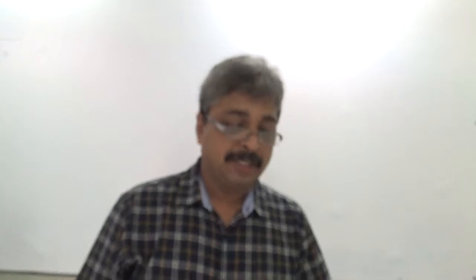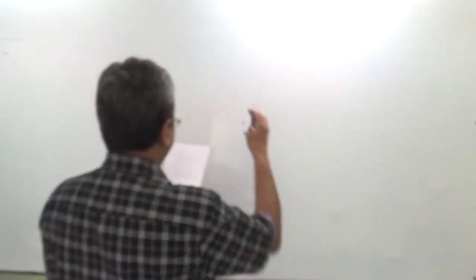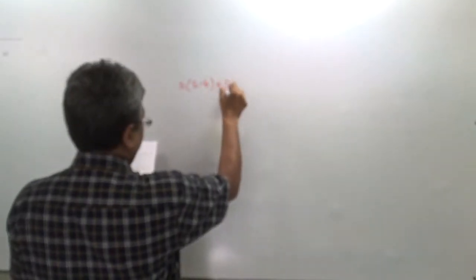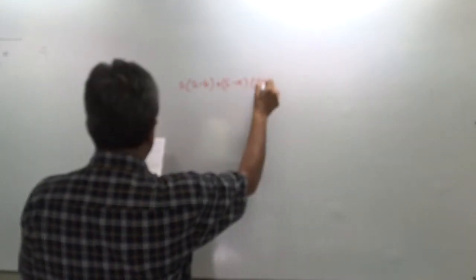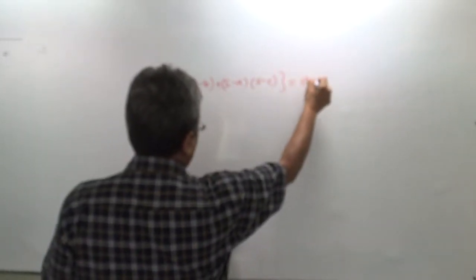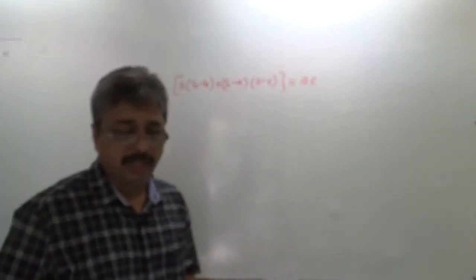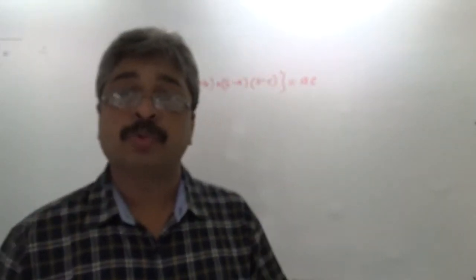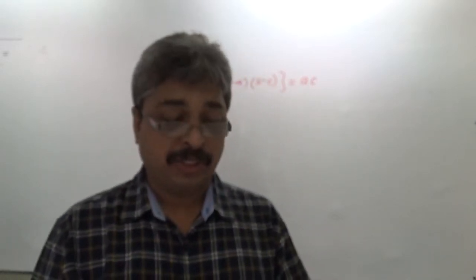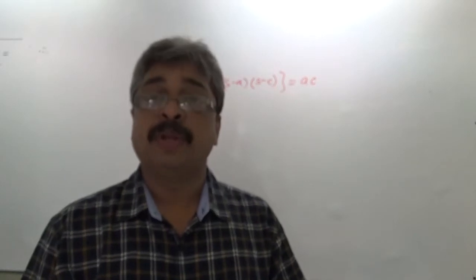So let us directly go to problem number 1. Problem number 1 says: s into (s minus b) plus (s minus a) into (s minus c). If you expand this, you will get ac. That is the requirement. We are supposed to prove it. Now I request you to pause the video at this stage and try your level best to simplify.